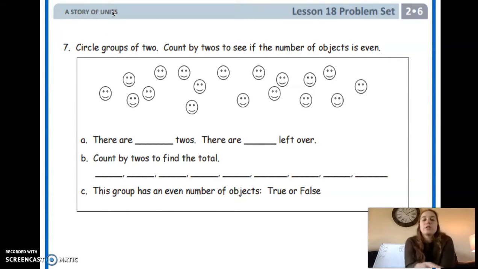Number 7, you're going to circle groups of 2 and then count by 2s to see if the number of objects is even. So you have to circle 2 smiley faces to put them into a pair, and then you're going to count by 2s to see if it's even, because remember, 2s let you know if it's even or not. And then part A, you're going to say there are blank 2s and there are blank left over. So how many did not have a pair? Then count the 2s to find the total. And C says this group has an even number of objects, true or false.